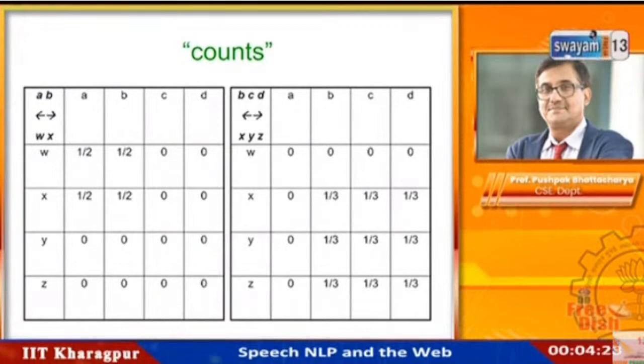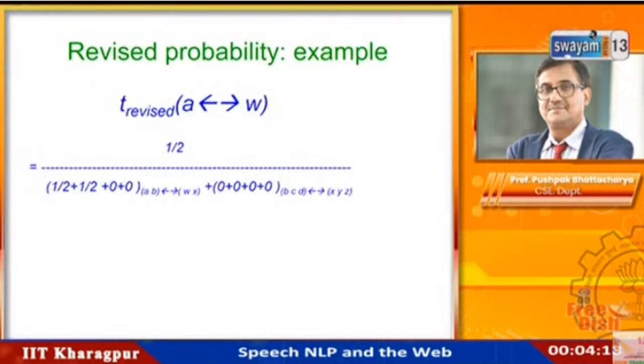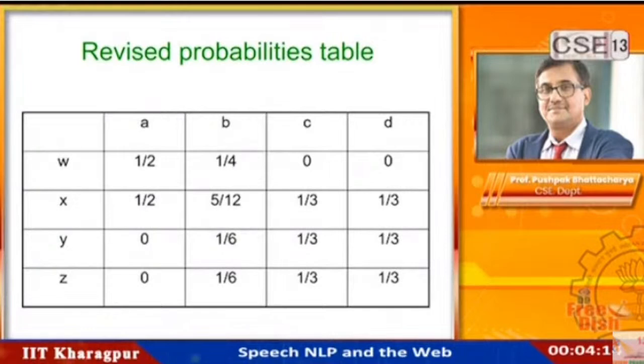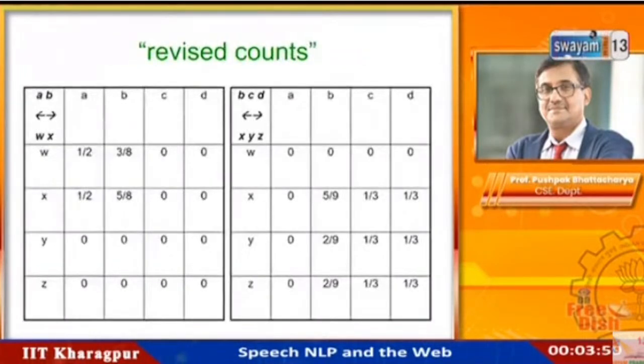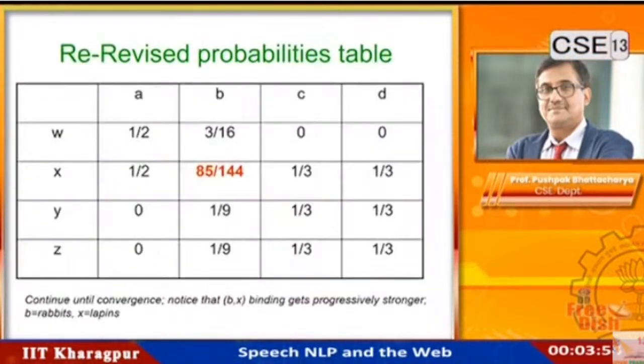And I show here a few steps. The expected counts are this now, with initial probability of 1 by 4 assigned to all alignments. Revised probability is obtained and shown here. You see everything was 1 by 4, but now it has become 1 by 2 and 1 by 4. But I'll have to make them probability measures, so I'll have to normalize them. So this is the revised count obtained from the revised probabilities.